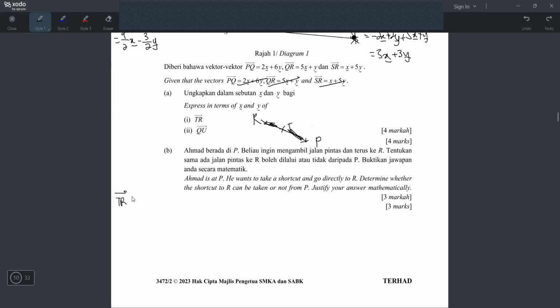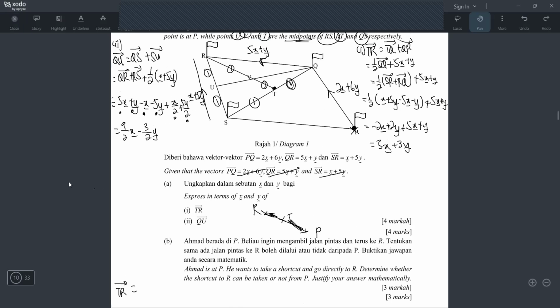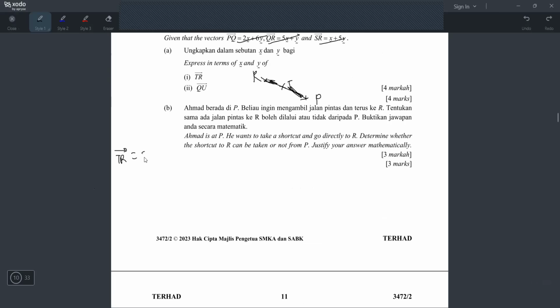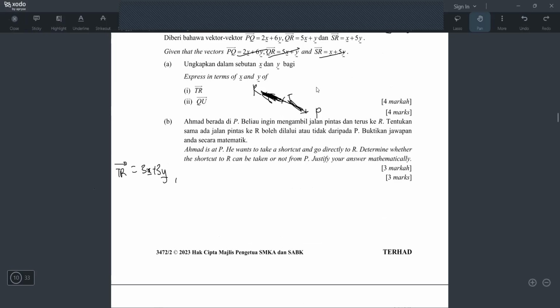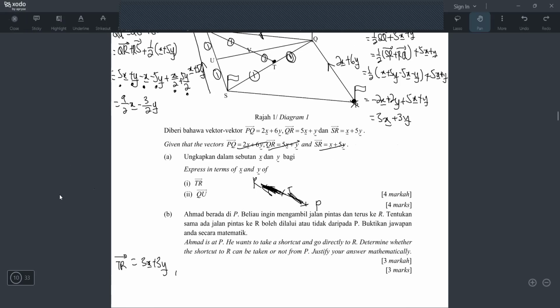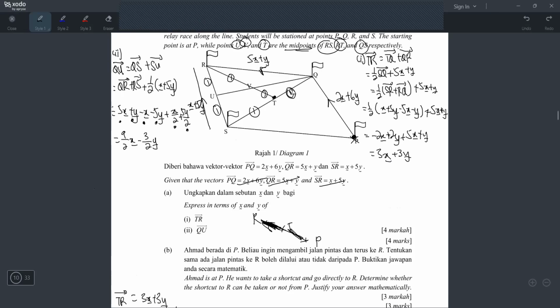What is my first question's answer? 3x plus 3y, right? So now I already have my TR vector. For another vector, I can use the PT vector or PR, up to you. Both can work. So we have to find the PT vector or PR vector. Let's see which one is easier to find, PT or PR. So PT will be here, right?